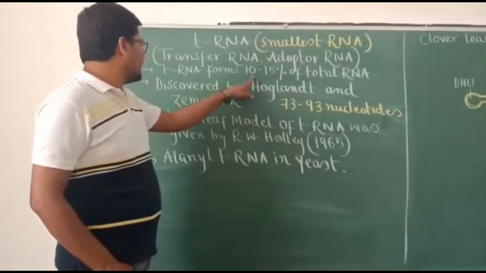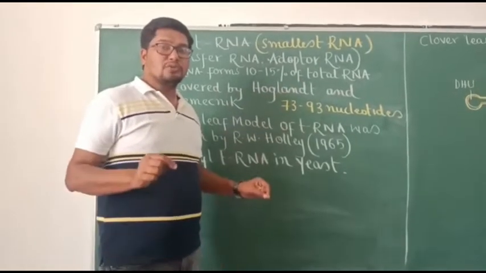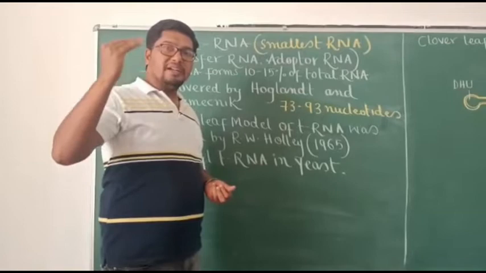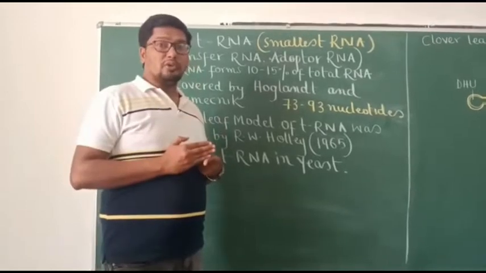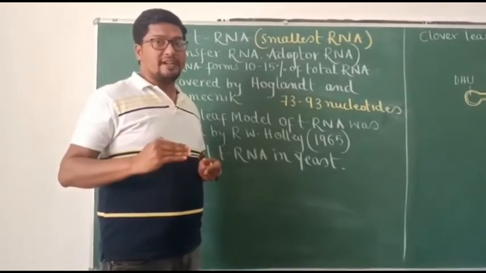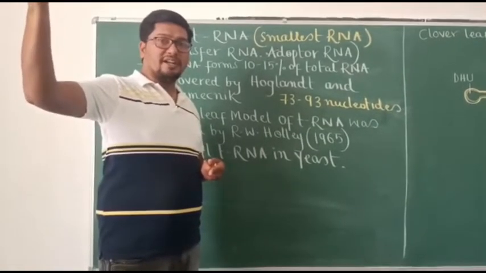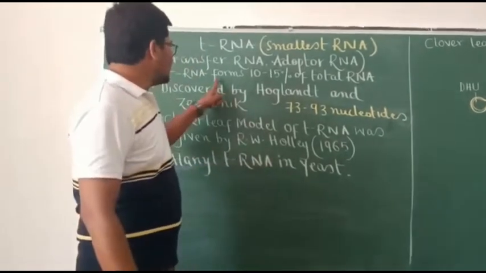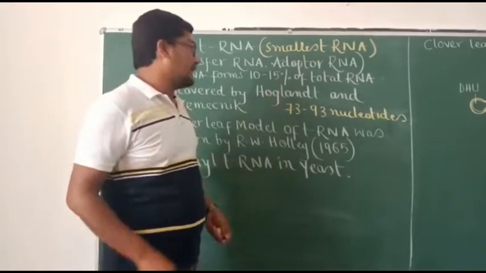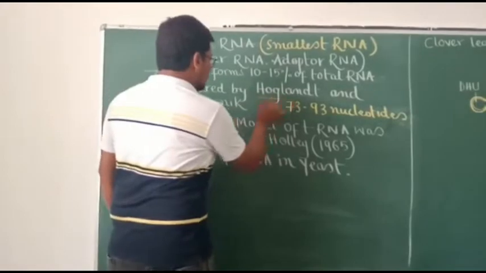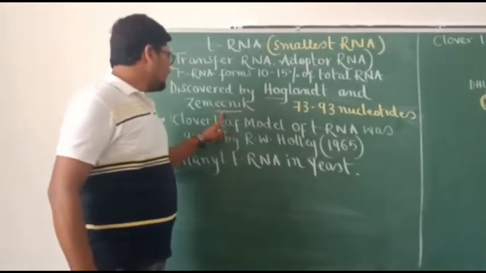And coming to its abundance, tRNA forms 10 to 15% of the total RNA. So students can remember, second most abundant type of RNA, because mRNA forms less than 5% of total RNA. That's why mRNA is least abundant. Around 80% of the total RNA is rRNA. So rRNA is most abundant, mRNA is least abundant. As tRNA forms 10 to 15%, it is the second most abundant type of RNA. And let us know the names of scientists who discovered tRNA. So tRNA was discovered by Hoagland and Zamecnik.